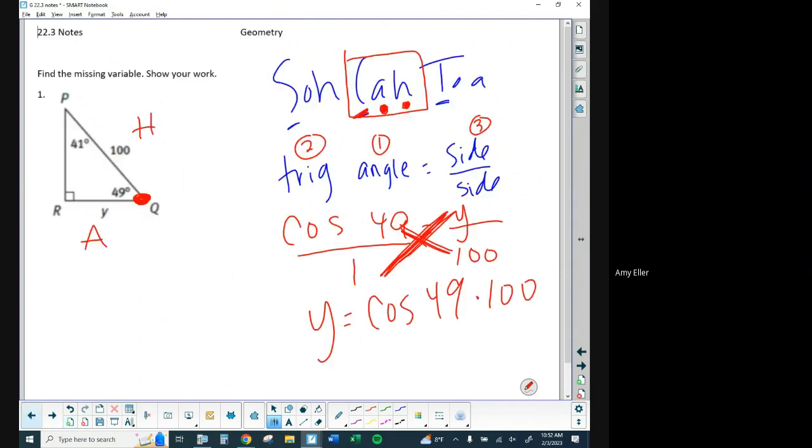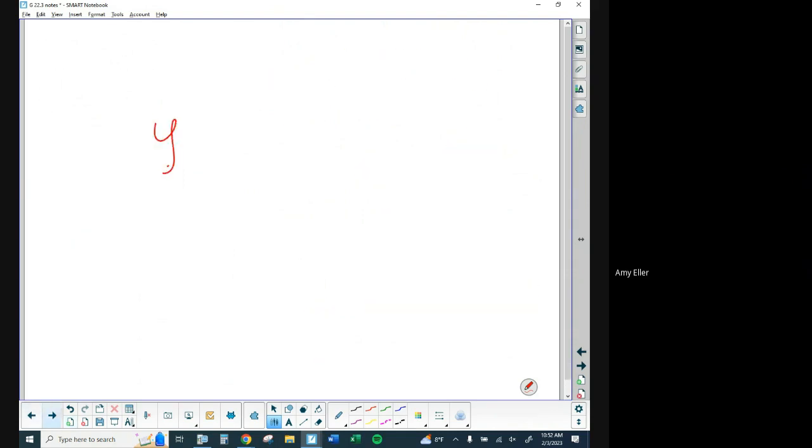What did I have? I had cosine 49. Quick question. Is 3 times 5 the same as 5 times 3? 3 times 5 is 15. 5 times 3 is 15. Are they the same? Yes. With that being said, are these two things the same then? Yes. Those are exactly the same. You could put the 100 first or the 100 last. It doesn't matter. You'll get the same thing.